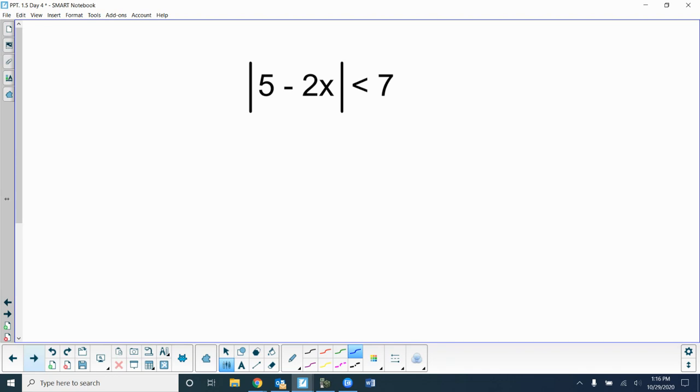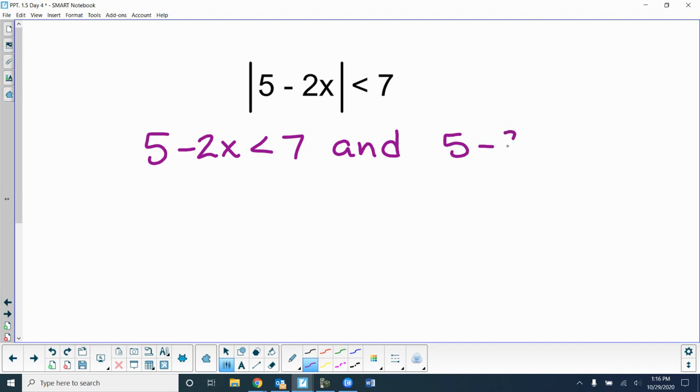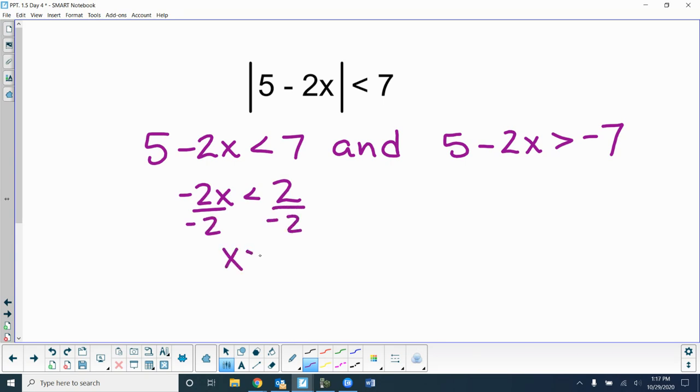All right, two problems here also, right? Jamie, what are they? 5 minus 2x is less than 7. 5 minus 2x is greater than -7. Right, and it's an and when it's less than. Very good. Change the inequality symbol and the sign of the 7. So subtract 5, so I get 2 here. And we're dividing by -2, so we've got to switch the inequality symbol.